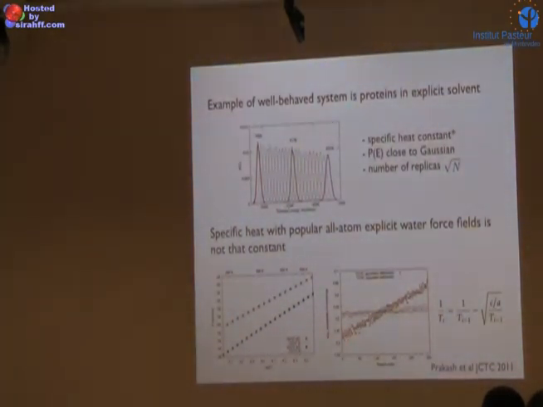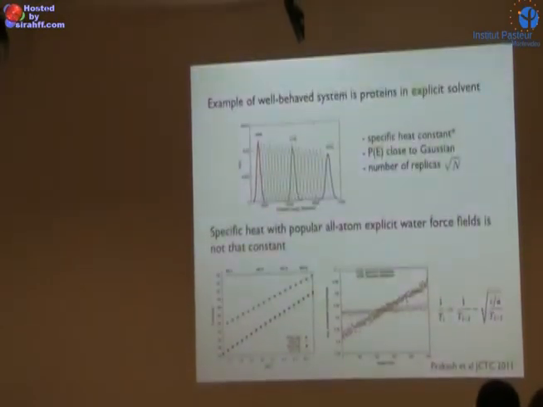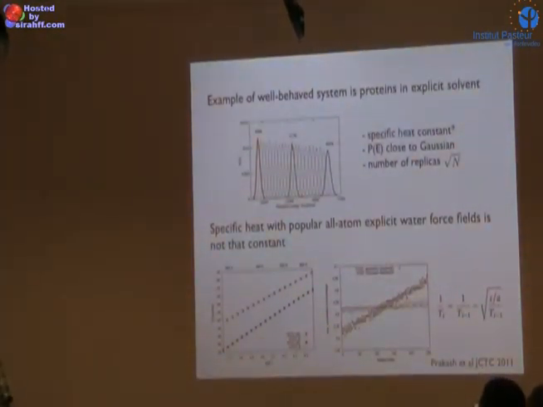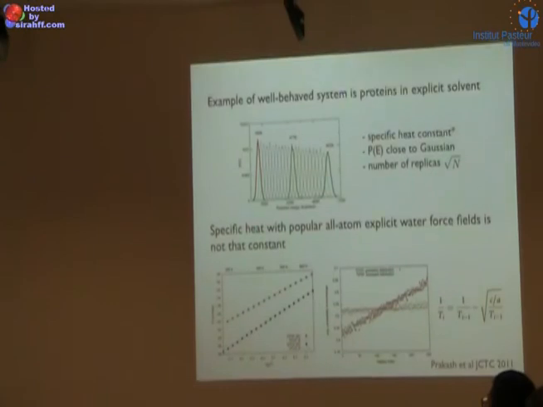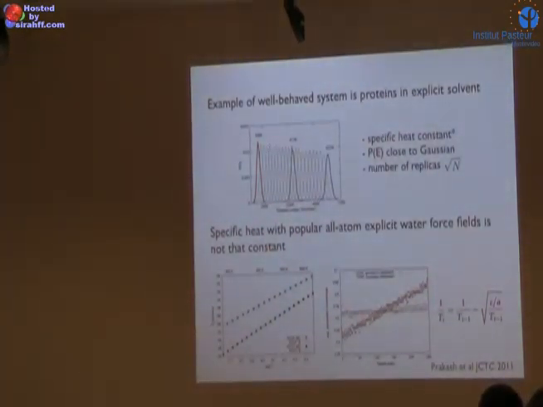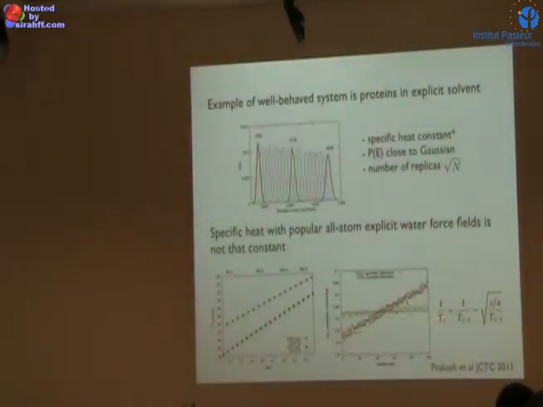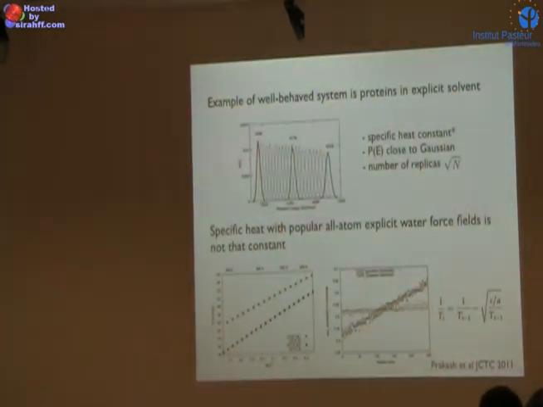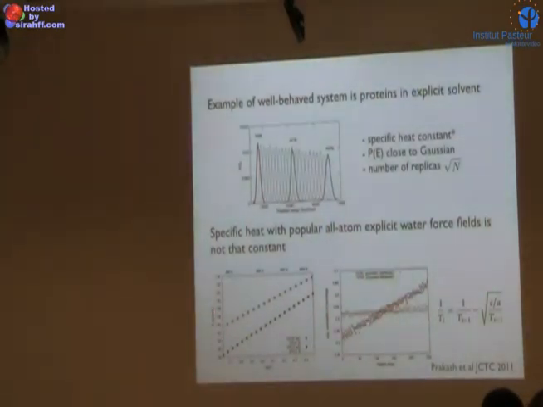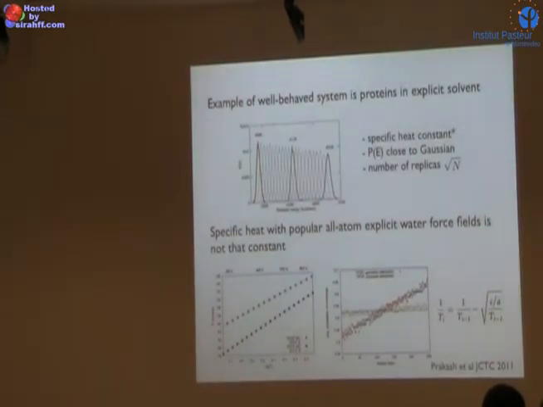And actually, if you distribute the replicas assuming a uniform, constant specific heat, what you obtain is that cold replicas have a lower acceptance, while hot replicas have a higher acceptance. So in this paper, the authors give their own recipe for the distribution of replicas, based on the fact that the specific heat has this dependency on temperature.